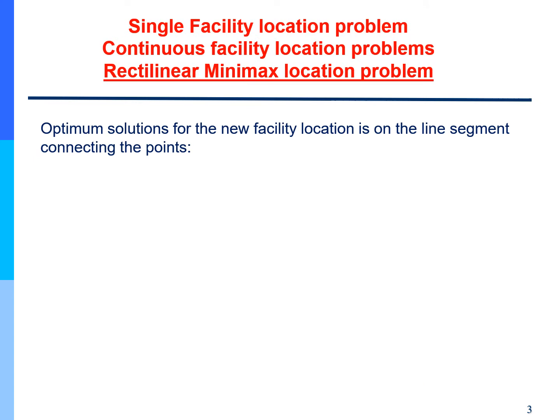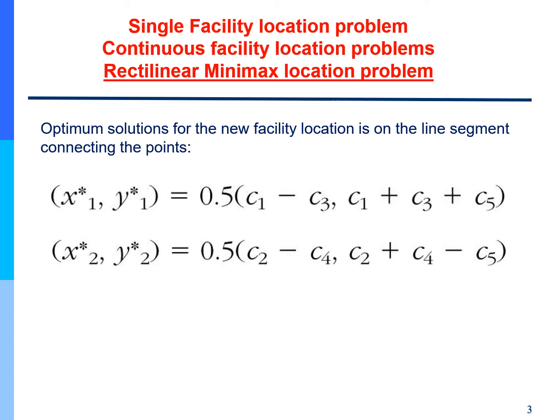So how will we find the optimal coordinates? By using these two formulas. If you look at this one, in this problem there seem to be two optimal solutions. One is x1, y1, which we represent by this, and we calculate it as 1/2 of C1 minus C3 and C1 plus C3 plus C5. What is this? It's actually this. So this part is the x coordinate, x1 star, and this one is y1 star. But of course, this 1/2 means that we are taking half of this and half of this.